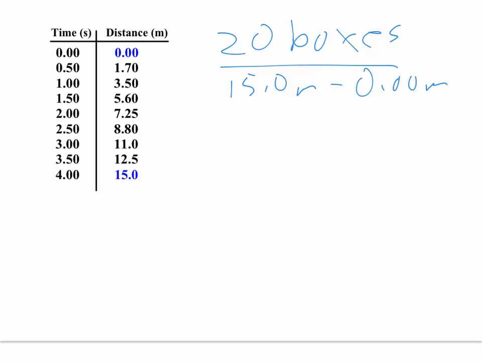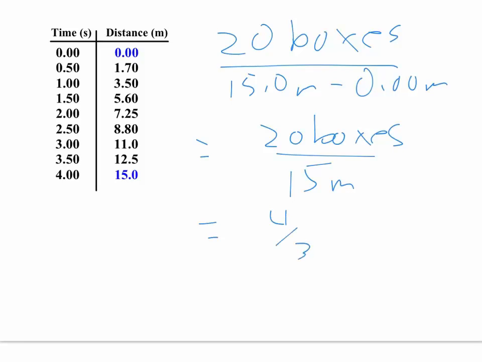Let's see here. That gets me to 20 boxes for every 15 meters. Reducing that down to a fraction, it's 4/3 boxes per meter. If I want to represent this as a decimal and put that in my calculator, you'd actually get 1.33 boxes per meter, repeating.